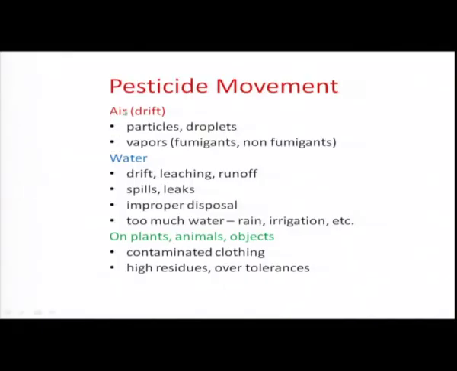If you consider air, drift is the main movement of the pesticide, and it will be carried as particles as well as droplets, and sometimes even vapors. Okay. Some pesticides are used as a fumigant as well as non-fumigant. So here is one of the important media through which pesticide can move away from wherever it is applied. Water is another vehicle which carries the pesticide, that is through drift, leaching, runoff, spills and leaks, and improper disposal.